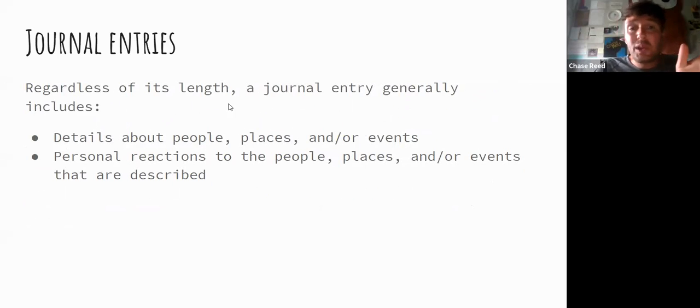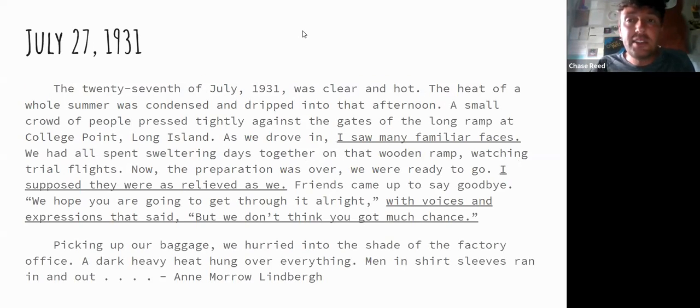So this says, regardless of its length, a journal entry generally includes those two things that I just talked about. The details need to be vivid, and the personal reactions need to be honest. Those are the two big requirements of a journal. You have to write about what's happening, but you don't stop with that. You also follow that up with your response. So here's an example of a journal entry, and I'm going to read this one to you. I want you to start thinking about those two things.